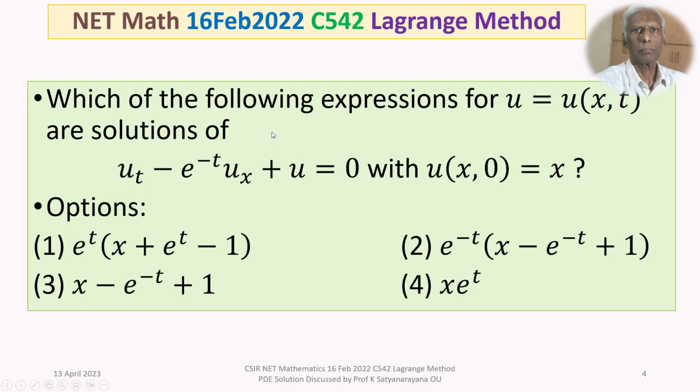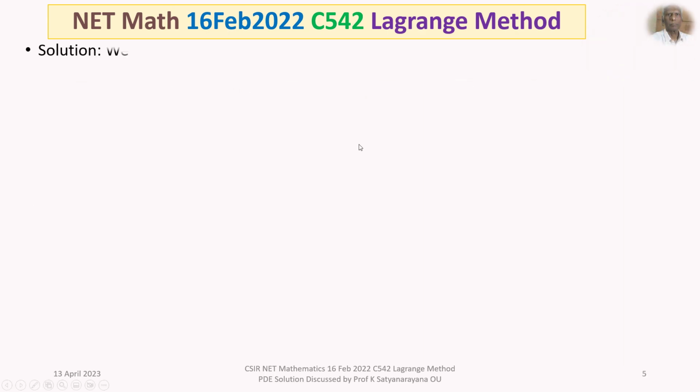We are given a partial differential equation, that is del u by del t minus e power minus t into del u by del x plus u is equal to 0 with the boundary condition u at x comma 0 is equal to x. We are required to find which of the following four expressions are the solutions of this differential equation along with this boundary condition. We now discuss the solution of the problem in detail.